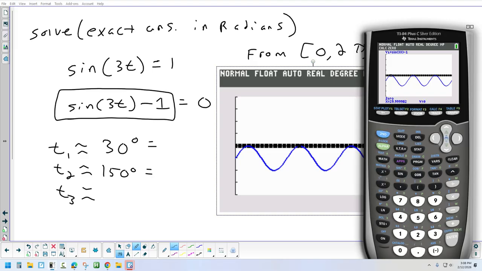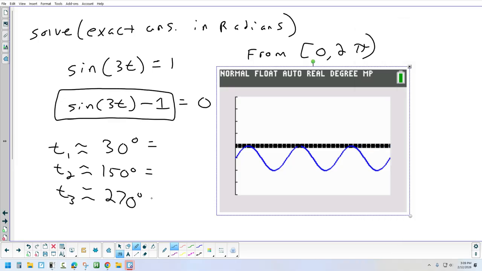And T3, well, these look very equally spaced. How far apart are 150 and 30? 120. They're 120 apart. So I'm going to guess this next one is probably 270. You should always double check it, but it helps to have an idea of what you think the answer is. Let's see if it's at 270. And we get 270.